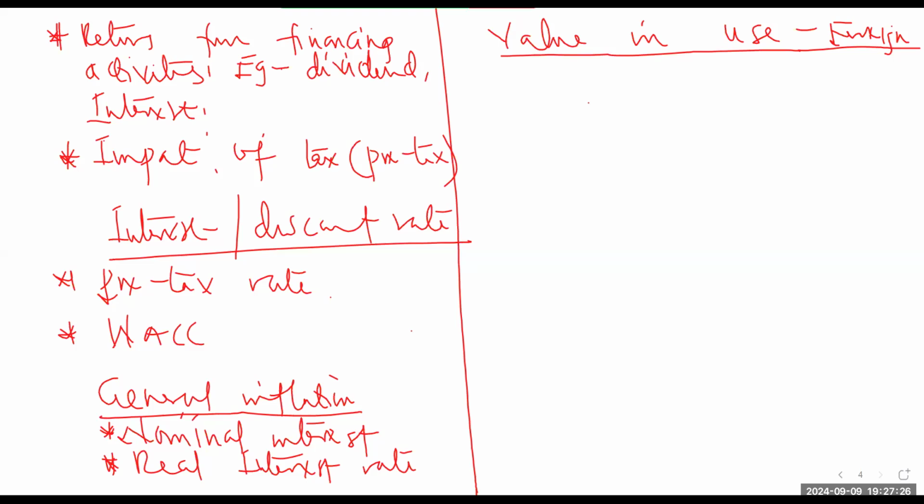Okay, the nominal is used when the question says that the cash flow has been determined, taking into consideration the impact of general inflation. It means that the cash flow has been determined taking into consideration the impact of the inflation on the cash flow. Then we use the nominal. But if the cash flows are determined without the impact of the general inflation, we use the real interest rate.